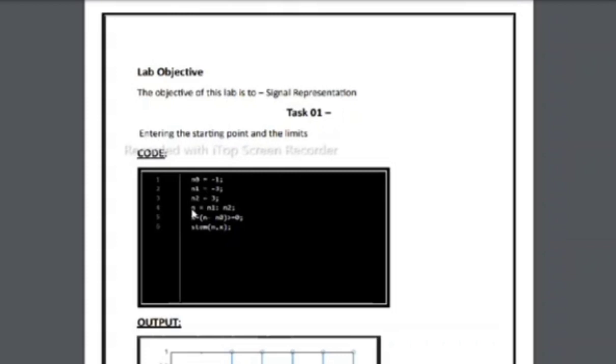In line number 5, this line creates a binary signal x, where each element is 1 if the corresponding element of n is greater than or equal to n0, or 0. And in the last, this command creates a stem plot where the values of x are plotted against the corresponding values of n. And here's the resulting output.